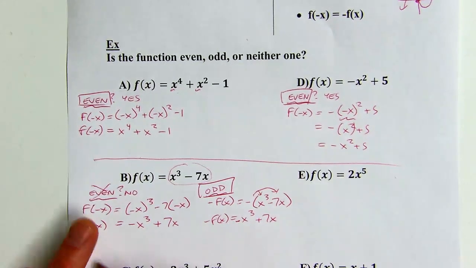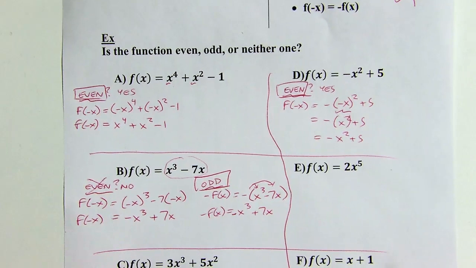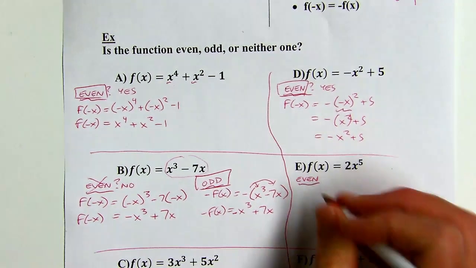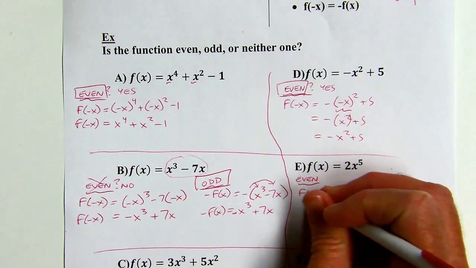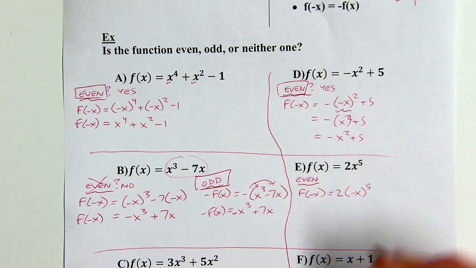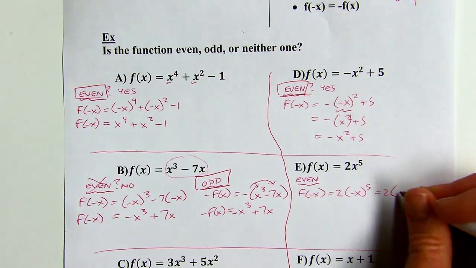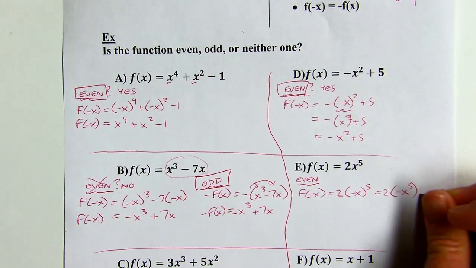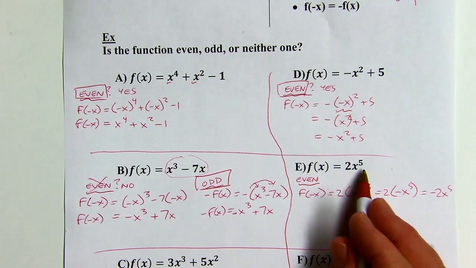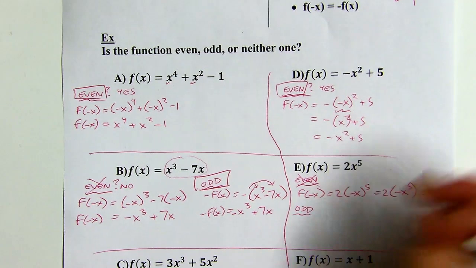Let me separate these a little bit. Okay, so let's try another here. Let's test if this is even first. So I want to find f of negative x. A negative raised to an odd is going to come out negative. So this would be negative 2x to the fifth. That's not the same as the original, so it's not even. Let's check if this is going to be odd.